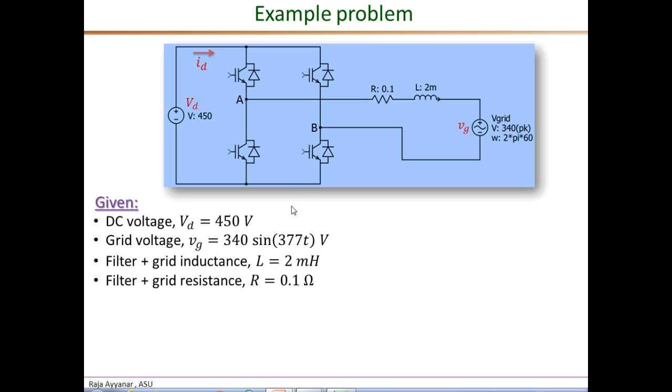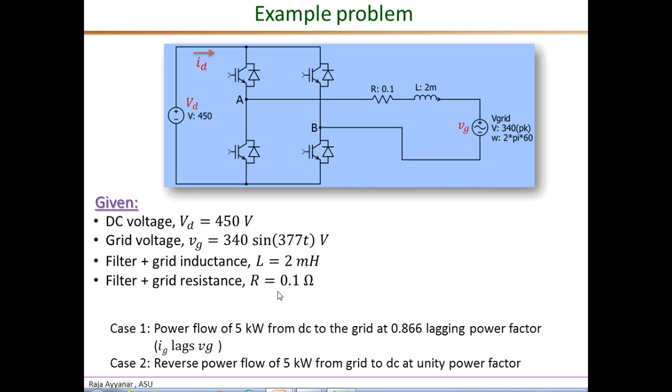The example problem considers a two-pole unipolar PWM converter that interfaces a DC voltage source of 450 volts to a single-phase AC grid with 340 volts peak. The filter inductance along with the grid inductance is given as 2 millihenry, and the corresponding series resistance is given as 0.1 ohms. And for this converter, we need to do the calculations for two cases.